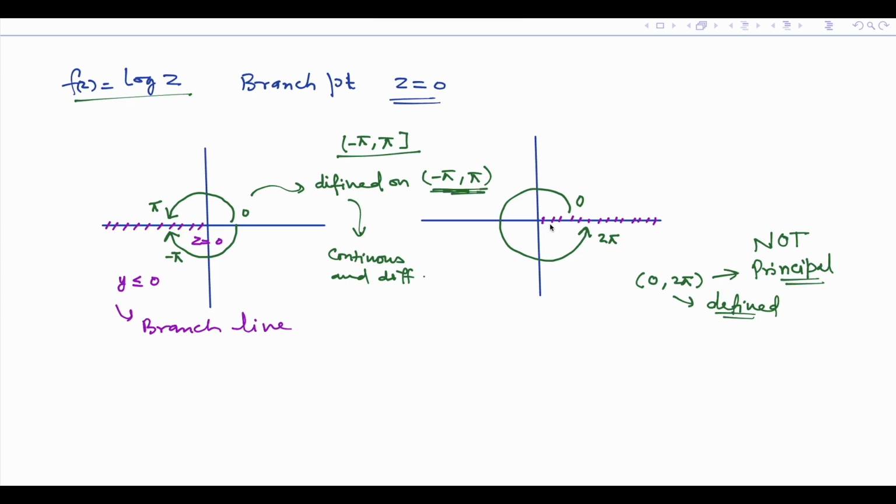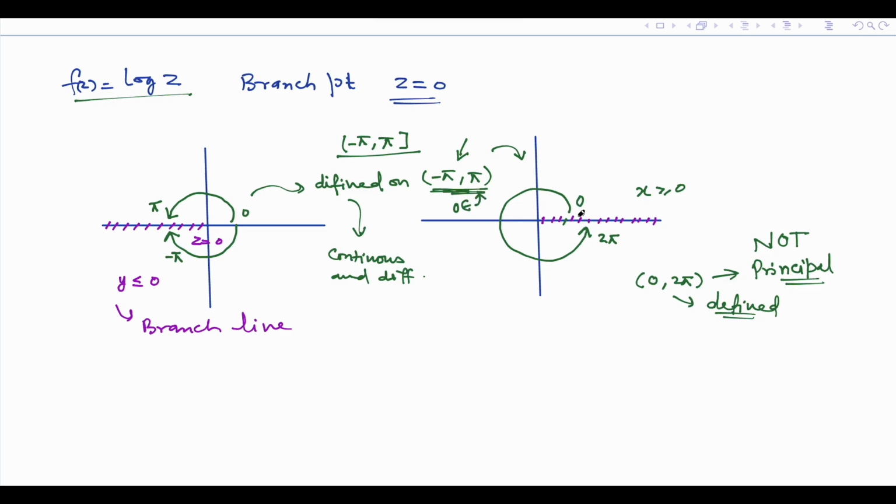So if I want to say the real axis, all x greater than or equal to 0, is going to be the branch line, then in that case you are supposed to change your branch cut. Otherwise, what will happen if you take this domain for this figure? 0 is included here. 0 belongs to this set, right?